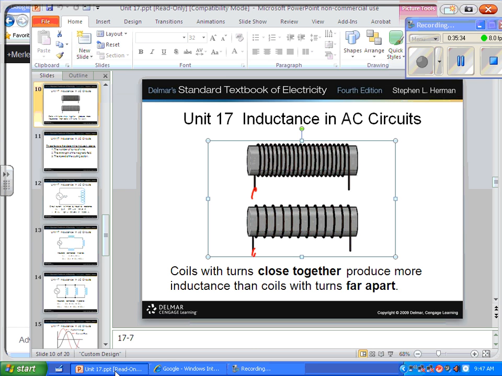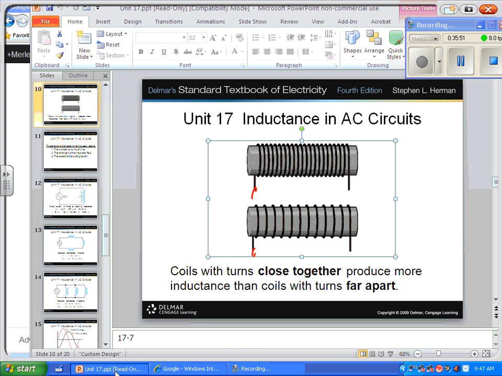What if they were wound in opposite directions? Would that affect anything? You bet it would. Because the winding is going to affect the polarity of the magnetic field, is it not? Because this thing is going to create a magnetic field.